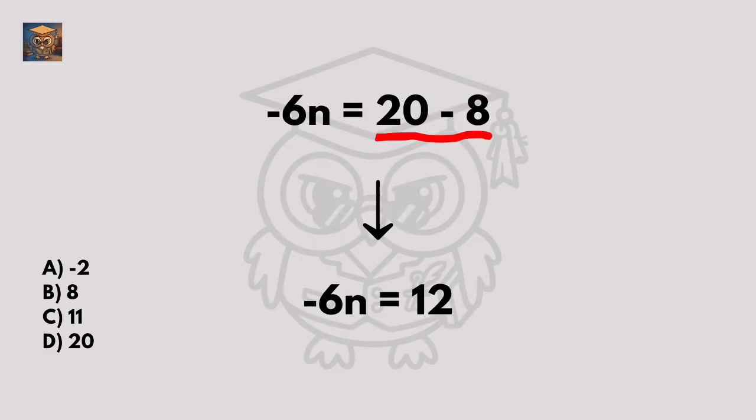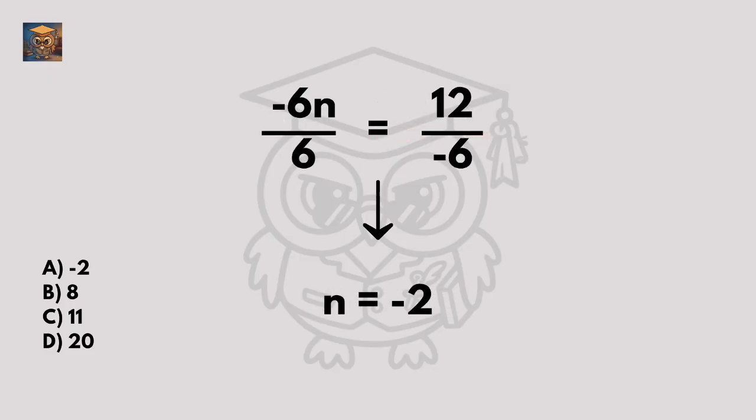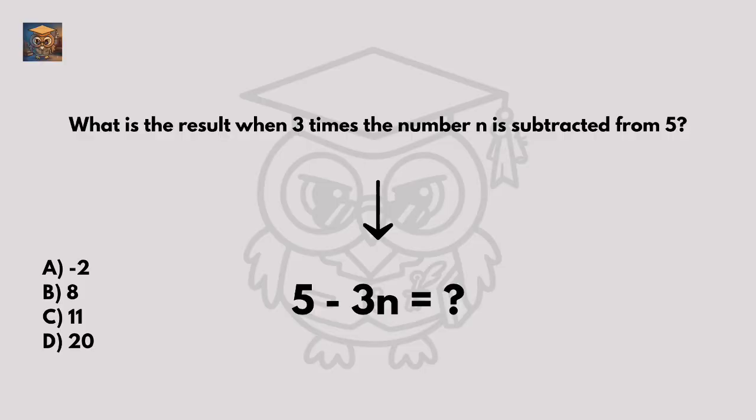Now we evaluate the basic subtraction on the right side of the board. 20 minus 8 simplifies cleanly to 12. This brings our expression down to a one-step equation. Minus 6n equals 12. To separate the variable n from its coefficient, we use the division property of equality. We divide both sides of the equation completely by negative 6. The negative 6's cancel out on the left, leaving n isolated. On the right, a positive 12 divided by a negative 6 yields a negative result, giving us n equals negative 2. Now we can move on to the second part of the question.